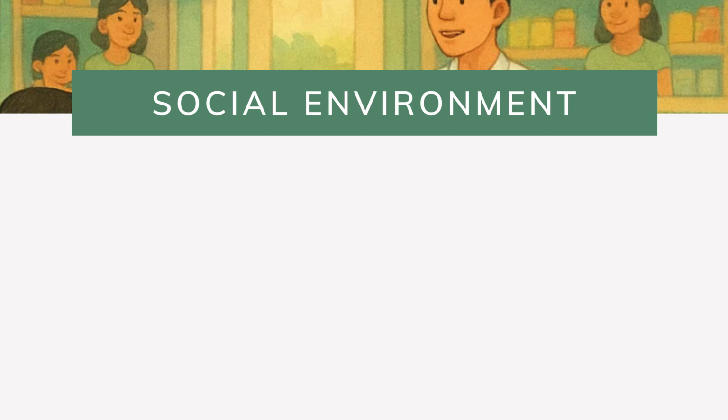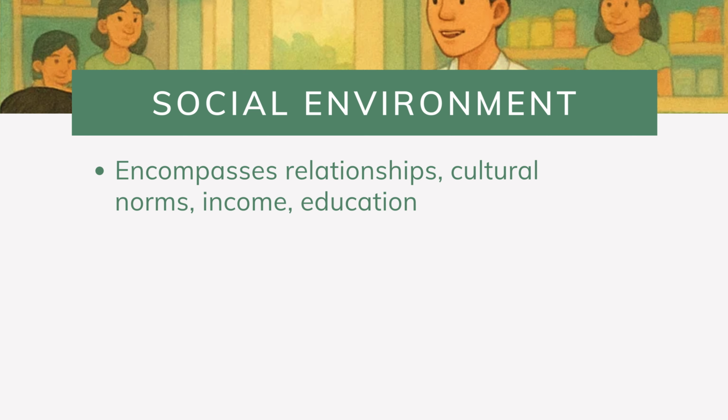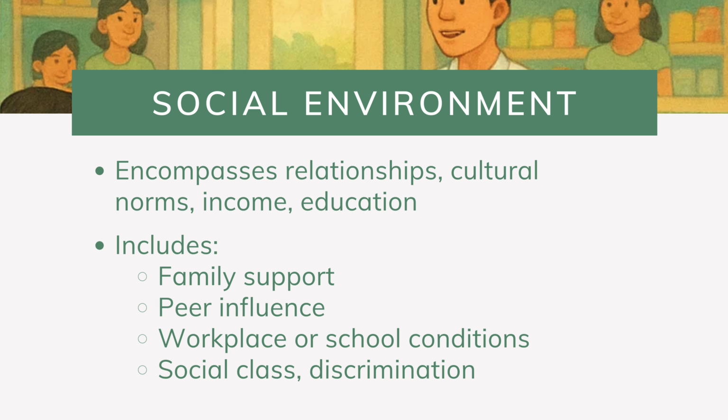What about the social environment? The social environment encompasses relationships, cultural norms, income, and education, and refers to the people, systems, and norms that surround an individual. Here we have family support. In the Philippines, family is often the first source of care. A strong support system can help a patient stick to treatment or recover faster.